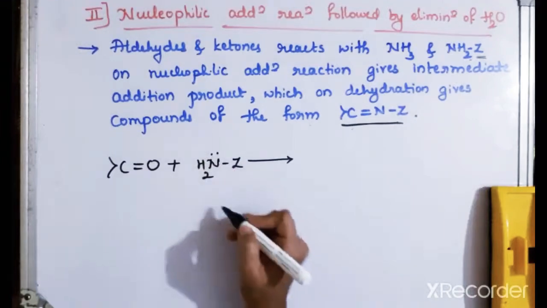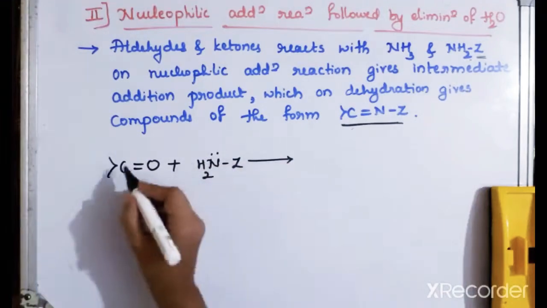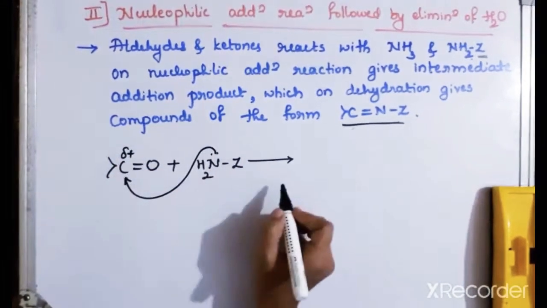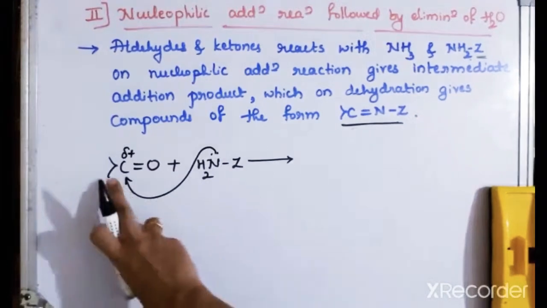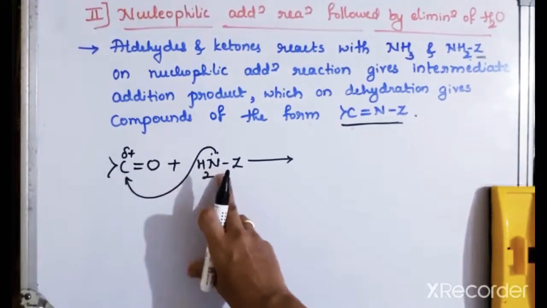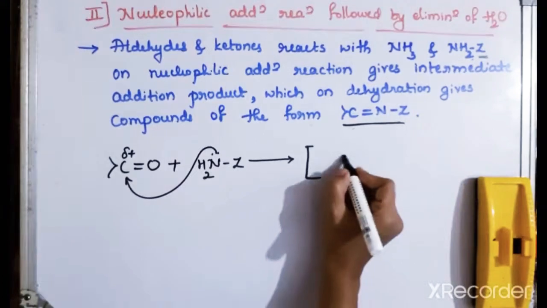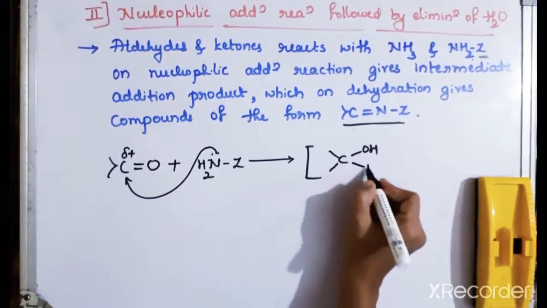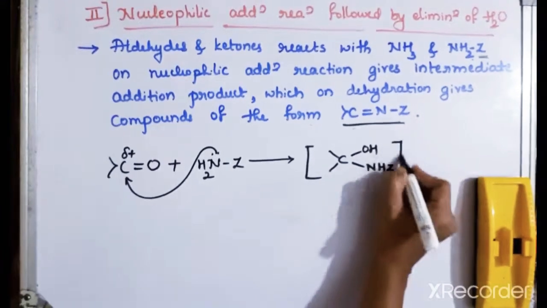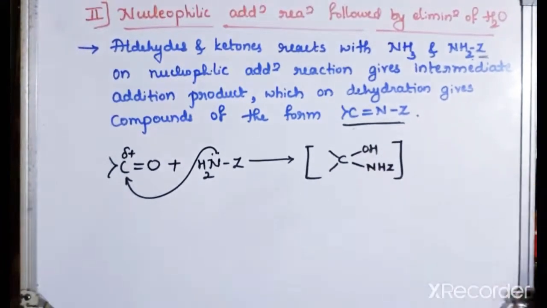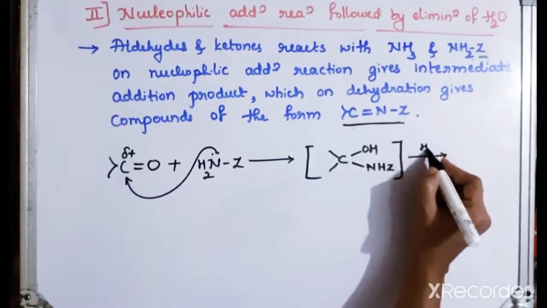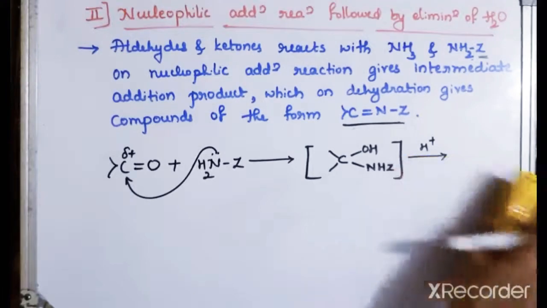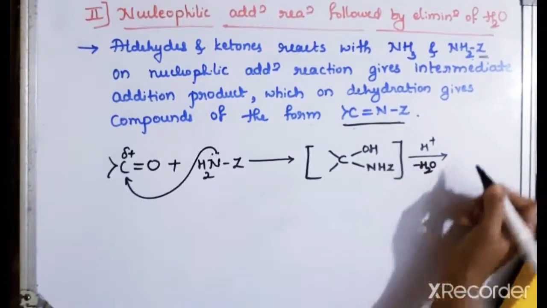As nitrogen carries a lone pair of electrons, it acts as a nucleophile, and the carbonyl carbon is electron deficient. So it attacks the carbonyl carbon and there is formation of a new single bond between carbon and nitrogen. It forms the tetrahedral addition product, which is represented like this. Now this is subjected to dehydration, that is, loss of water takes place. The loss of water takes place in the presence of acid. Acid catalyzed dehydration takes place.